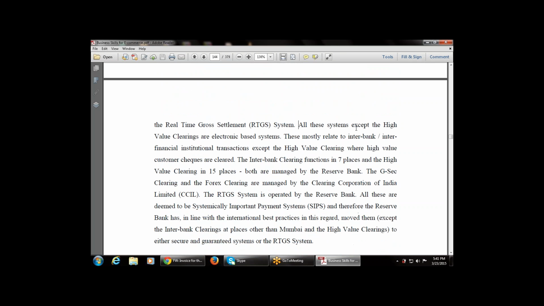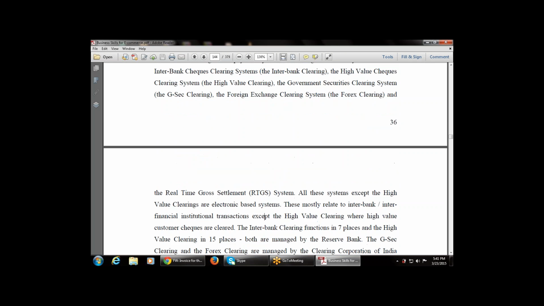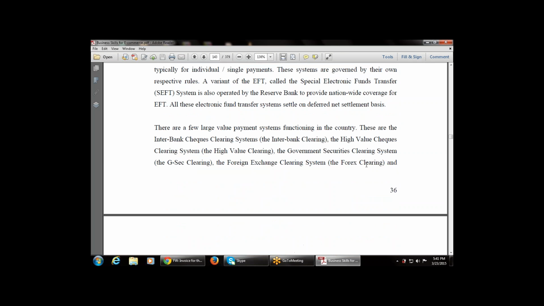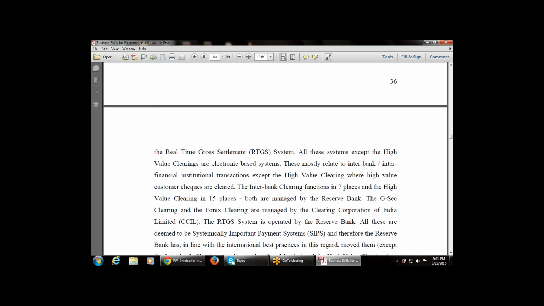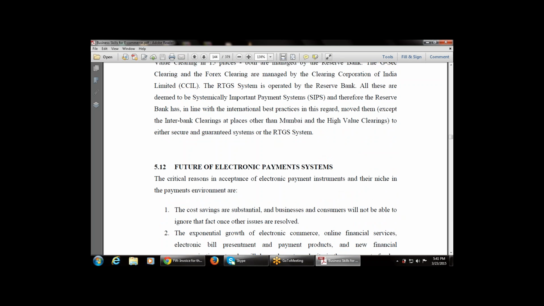All these systems except the high value clearing are electronic based. Only high value clearing is online based, that is e-payment based. Otherwise every other system is manual based. Now, this is the e-payment system in India.